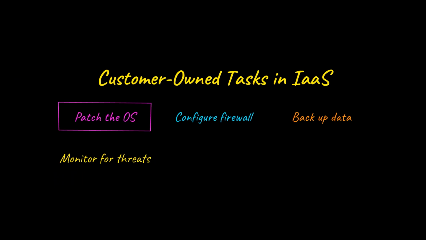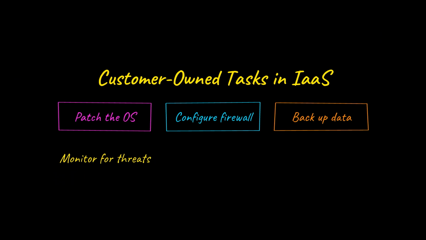Because the customer controls the virtual machine, 4 critical operational tasks fall squarely on their shoulders: patching the operating system, configuring the firewall, backing up data, and monitoring for security incidents. Exam questions often test whether students mistakenly assume the provider handles these.